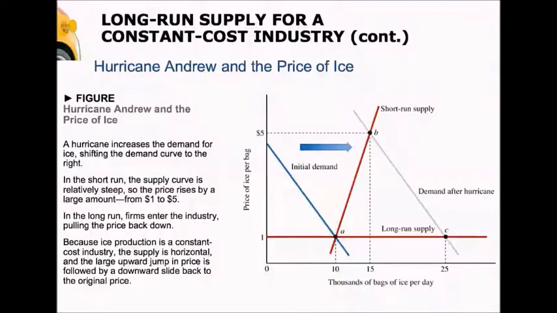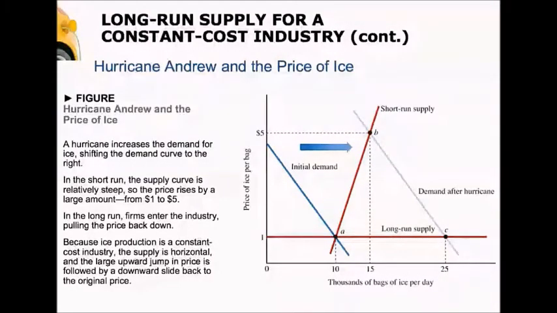So what happens after Hurricane Andrew? Right, the demand curve gives us an initial equilibrium before the hurricane at point A, where 10,000 bags of ice per day at a price of $1 per bag. After the hurricane, there's an immediate need for more ice, and the demand curve shifts to the right because of the significant power outages. That raises the price in the short run up to $5 per bag.